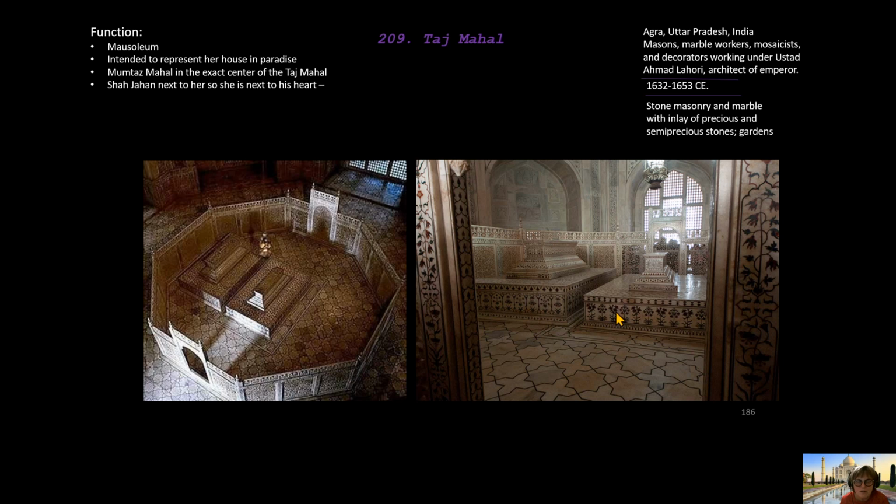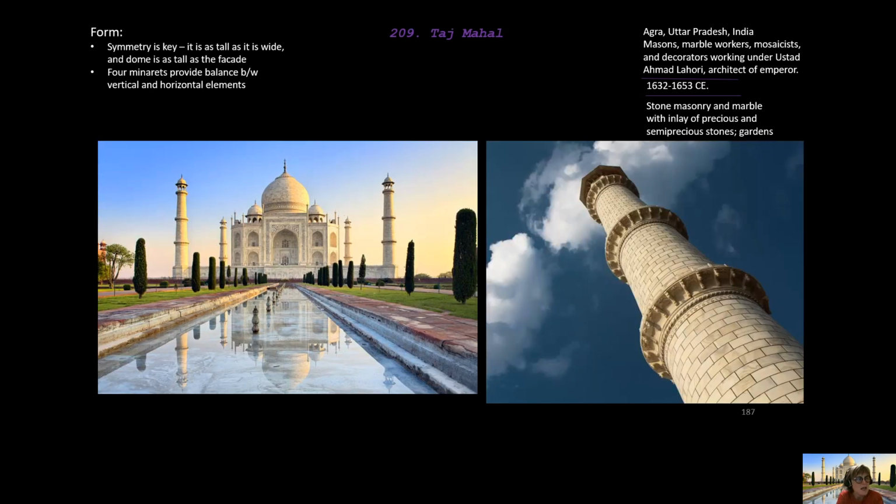So, and here's the view showing us all the inlaid precious and semi-precious stones. This is a marble screen that surrounds them. This whole thing right here is what I'm talking about. And so it's carved marble that surrounds these two graves. The form is probably the largest of the pieces, the form and the content. It is a very symmetrical piece of architecture, and that is what makes it so profoundly attractive to everyone.